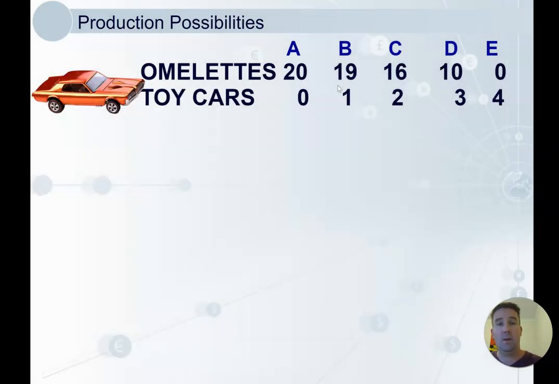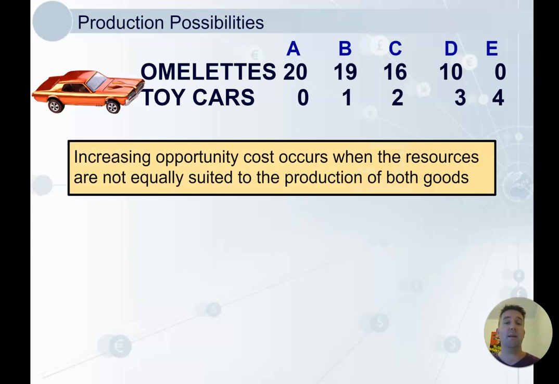Okay, another example here. Again, we don't need to plot this one out. Omelets and toy cars. These obviously use different resources. So what we get is increasing opportunity cost. Because when the resource is not equally suited to the production of both goods, then when we start making our first toy car, we're going to use the resources that are best for making toy cars, which are not particularly useful for making omelets. So we can make a toy car while only giving up 1 omelet, right? Because the toy car resources don't make good omelets.